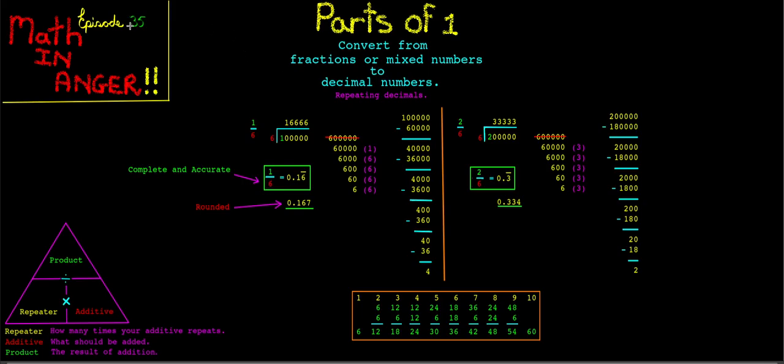This is episode 35 and we are still looking at parts of one, specifically how to convert from fractions to mixed numbers to decimal numbers, and in this case specifically repeating decimals. Here I'd like to show you I'm still doing exactly the same thing. I write my product, 5 zeros, my additive, I do the long division, and there we go.